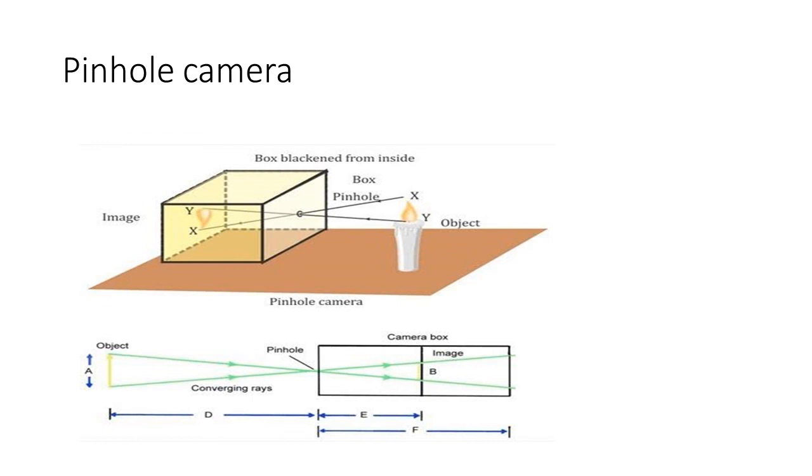So these are the characteristics of image formed by a pinhole camera, and this is all possible because of rectilinear propagation of light, that is, light travels in a straight line.